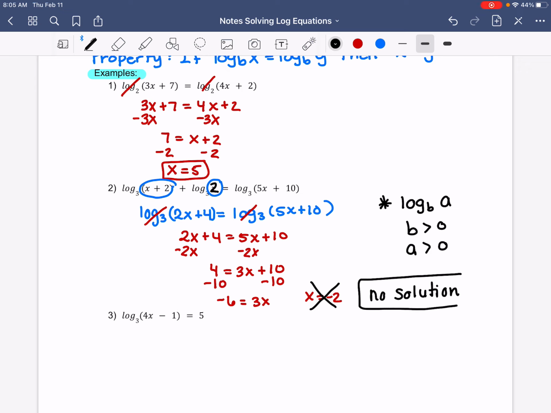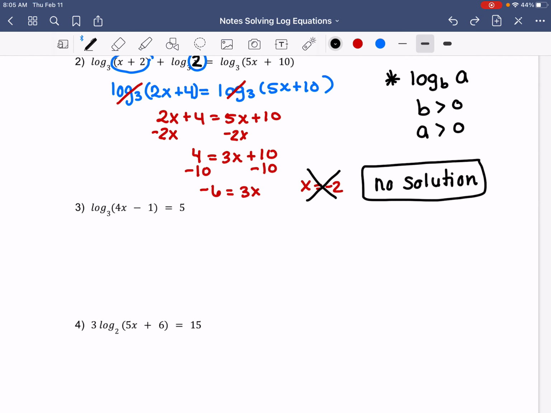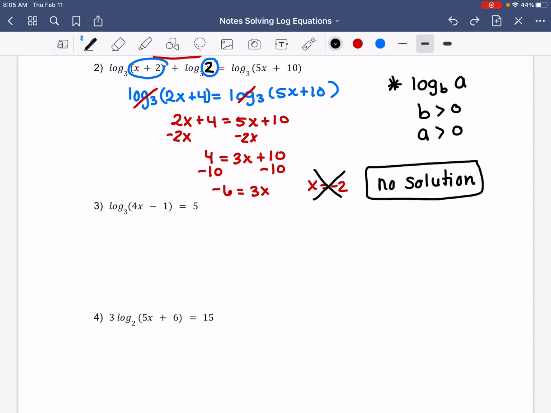I didn't go through and check it for this one, but if you plug in 5 here for either of these, you get a positive number. 5 times 4 is 20, plus 2 is 22, and 3 times 5 is 15, plus 7 is 22, so it's okay. But you do want to double check your answers and make sure that they're valid.